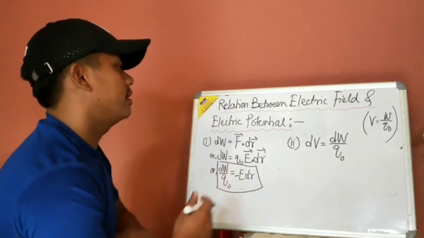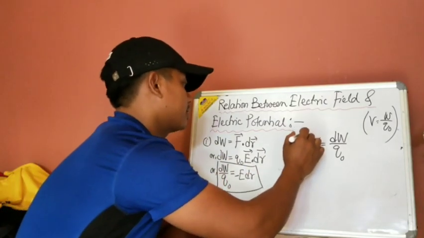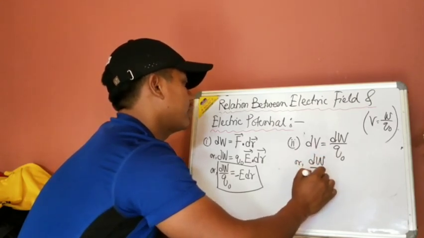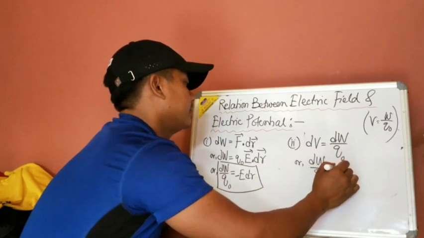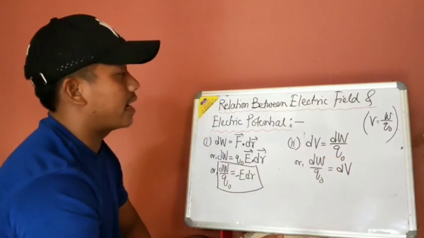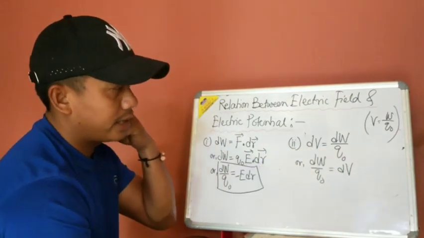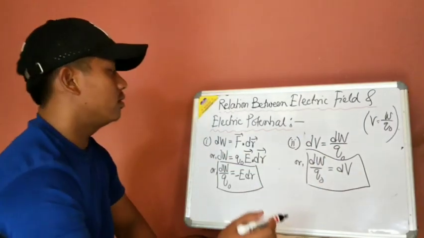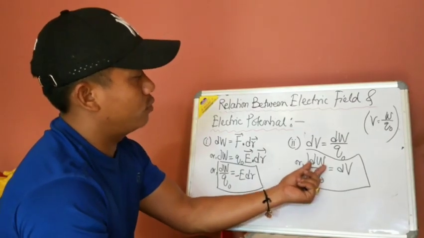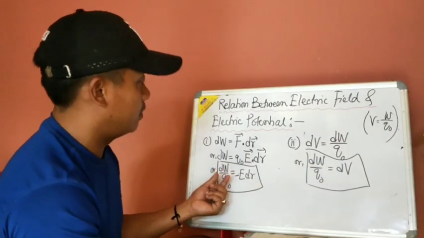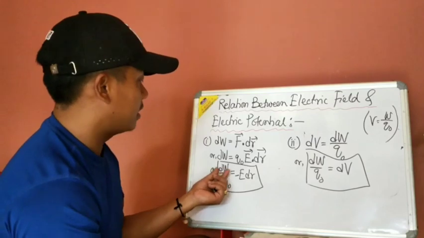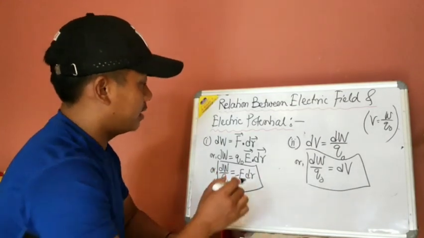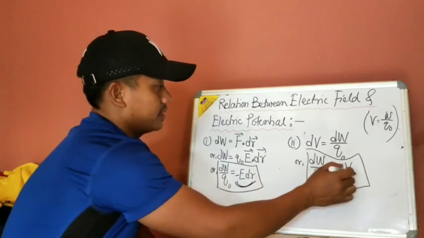So if you find, let us place it like this. dW by Q naught is equal to minus E dr, and on the other side dV. We are just interchanging the left side and right side. See the equation: left side dW by Q naught, right side also dW by Q naught. If the left sides are the same, then the right side terms must also be the same.